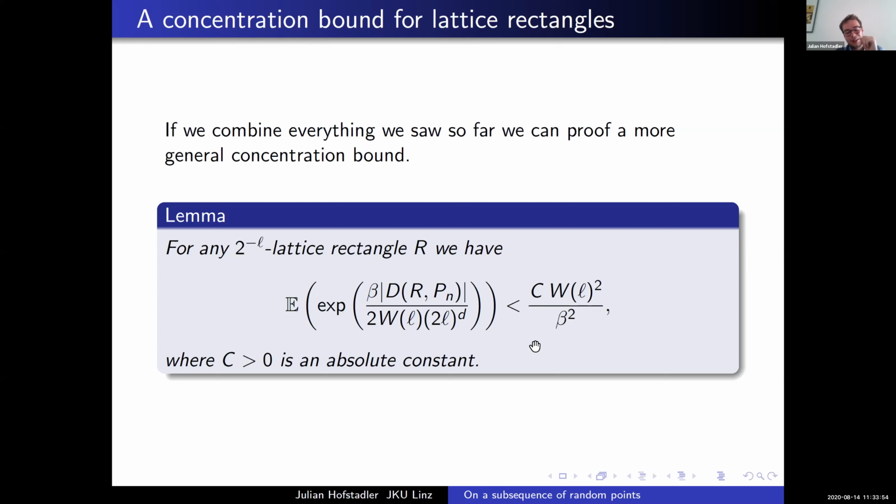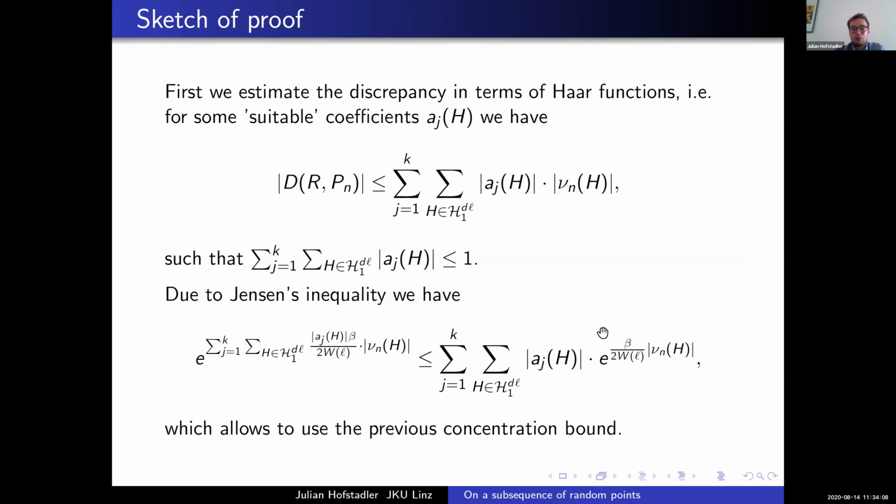I think it stays at 600 times 1 over theta, which was exactly W squared, W of L squared over beta squared. This proof is not that hard, in fact. Let us have a quick look. I think we have enough time for this.